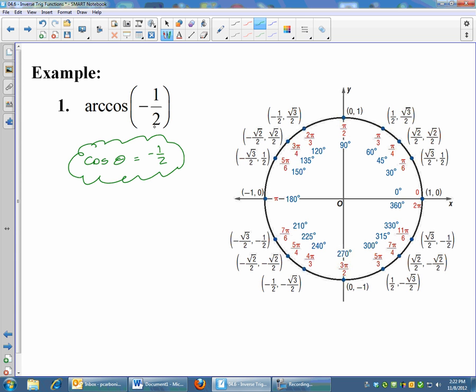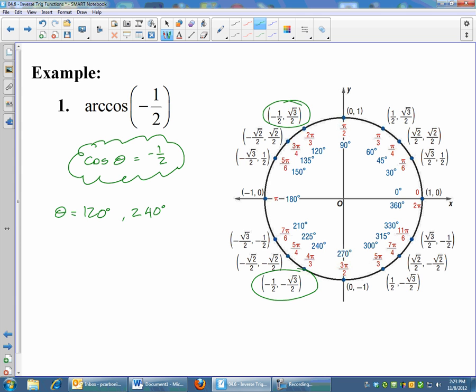I know that cosine is the x-coordinate, so I'm looking at my unit circle, and I look for an x-coordinate of negative 1/2. That happens right here, and it happens down here. So the angles where cosine is equal to negative 1/2 are 120 degrees and 240 degrees. And so we have two angles.